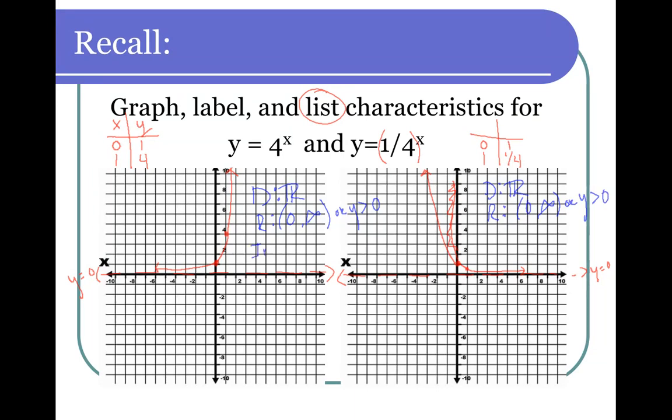This one is increasing on the entire domain, right? It's increasing from negative infinity to infinity. What about this one, though? It's decreasing from negative infinity to infinity because this one is growth. No, that's messy. And this one is decay. What else? These are both continuous functions, right? They're both concave up. They both have asymptotes at y equals 0. They just have horizontal asymptotes.